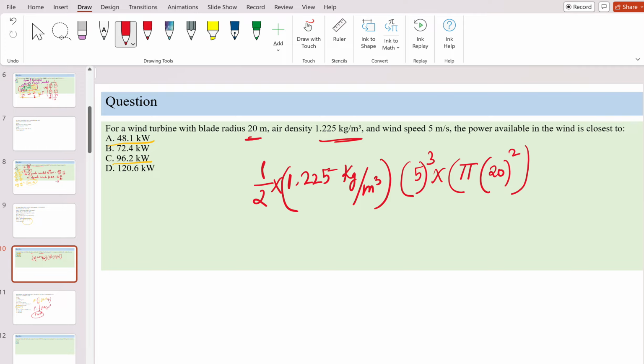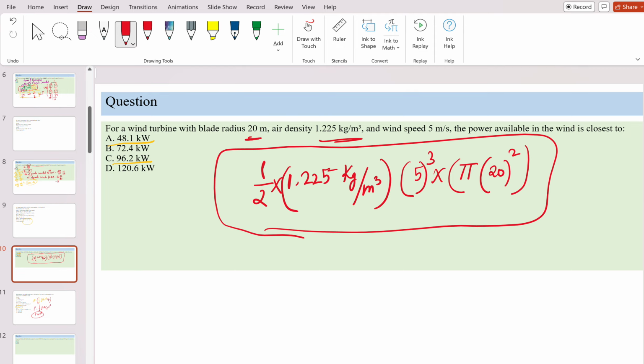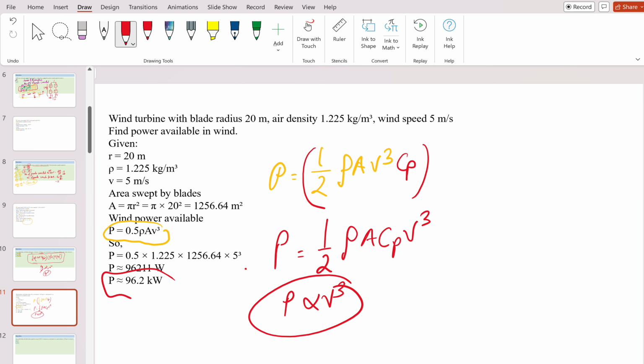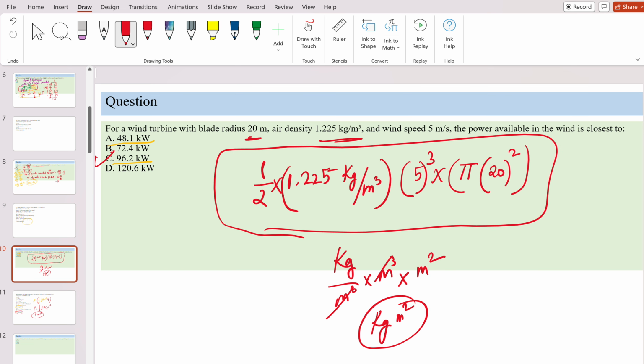The important point you have to understand here is the units. What you are getting here is kilogram per meter cube, multiplied by pi r square, which is meter square, so you get kilogram meter square. So the factor of Cp comes into the picture to make it in kilowatt terms. That's why when you calculate, it will come out to be nearly 96.2. Option C is actually correct.